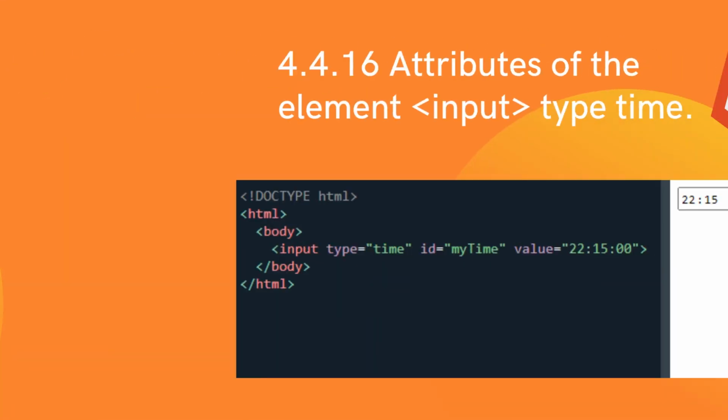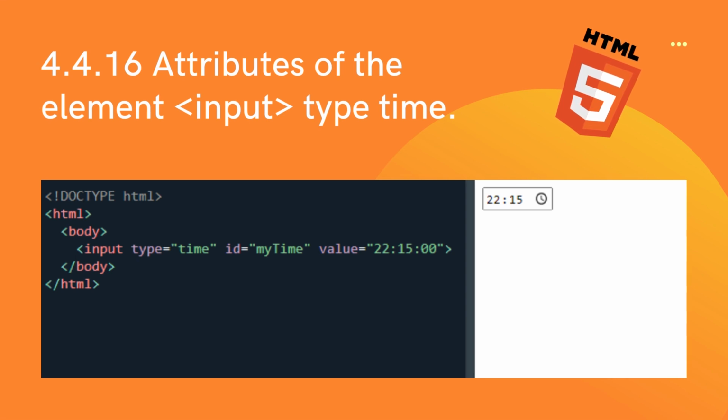Example: attribute of the element input type time. The type attribute returns the form element type, a time field. The value attribute specifies or returns the value of the value attribute of the time field.